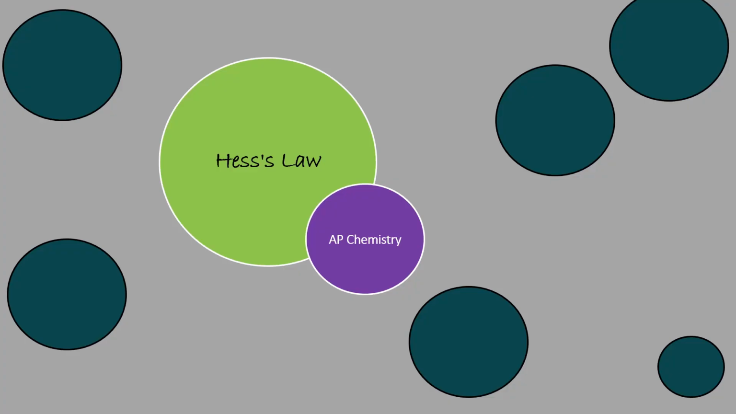Alright guys, so this video is going to be over Hess's Law. Hess's Law is a process that we use to find the enthalpy of a reaction based on other reactions of known enthalpies.